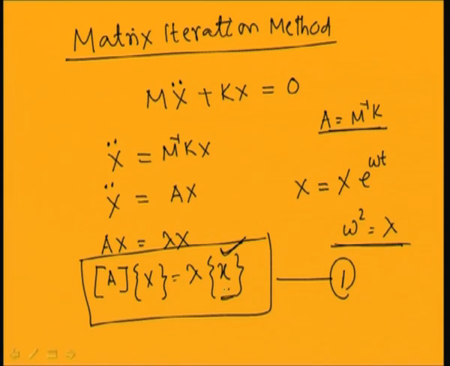If we start with an assumed value of x and go on iterating by knowing the dynamic matrix A, we can find some value of x which will satisfy this equation. That value will be the normal mode of the system. Taking that normal mode, we can find the eigenvalue lambda of the system. The steps you can follow in this method: first you find the dynamic matrix A, which can be found by M inverse K.